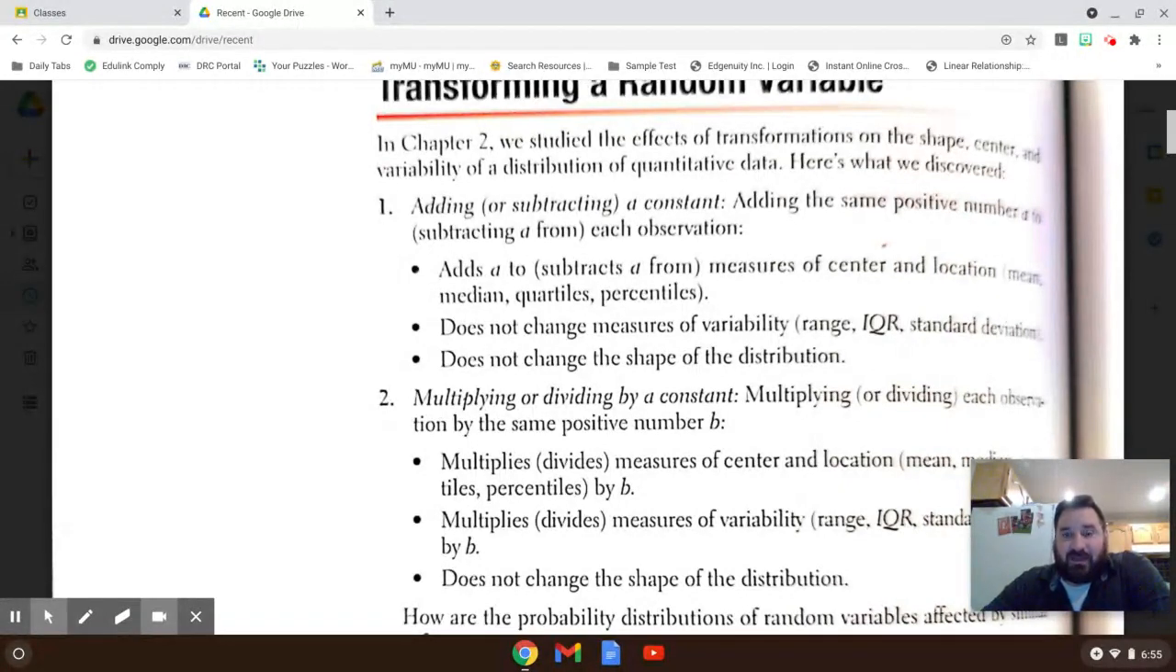So let's say we had a test where the average was a 70. If I add 2 points to everyone's grade, well, the mean will now be 2 points higher. Okay, the median will be 2 points higher. The quartiles will be 2 points higher. The percentiles will be 2 points higher. So our average would go from a 70 to a 72.